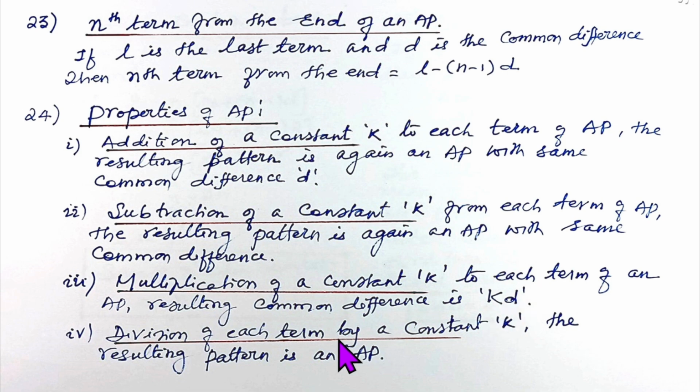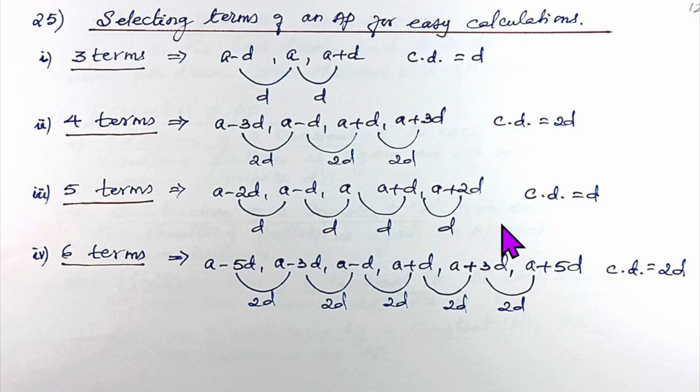And the fourth important property is, if every term of a given AP is divided by a constant k, then the new sequence formed is also an AP, but the common difference now is d upon k. Remember that these are the important properties of AP.